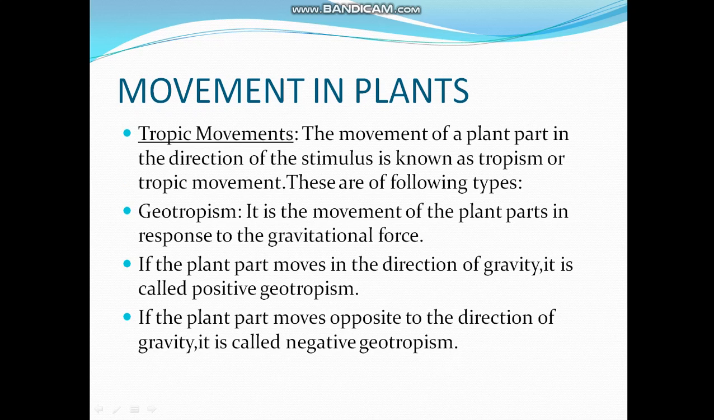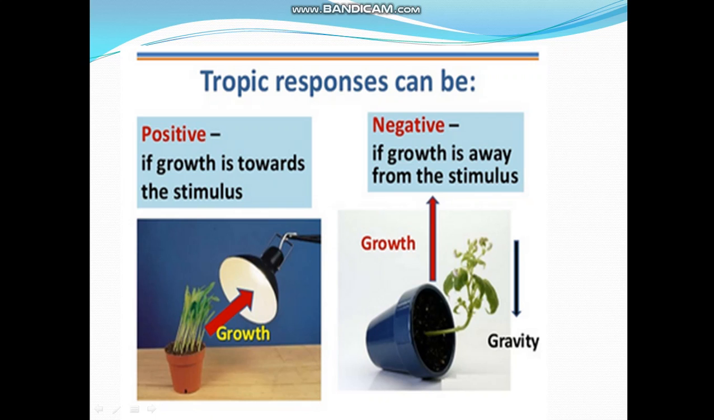Now let us learn about some tropic movements, that is movement in plants. Now what are tropic movements? The movement of a plant part in the direction of a stimulus is called tropism or tropic movements. These are of the following types. One is geotropism. It is a movement of the plant parts in response to the gravitational force. If the plant part moves in the direction of gravity, it is called positive geotropism. If the plant part moves opposite to the direction of gravity, it is called negative geotropism.